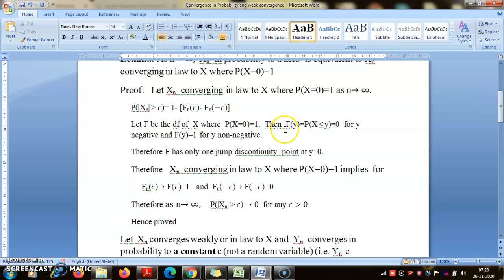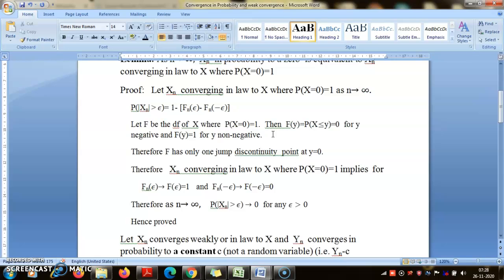So you imagine the curve of F, how does that look? Then F has only one jump discontinuity point, at 0. So it is 0 to the left of 0 and it is 1 to the right of 0. So now, why is this of relevance to us?